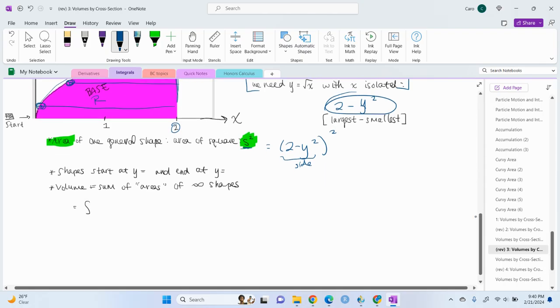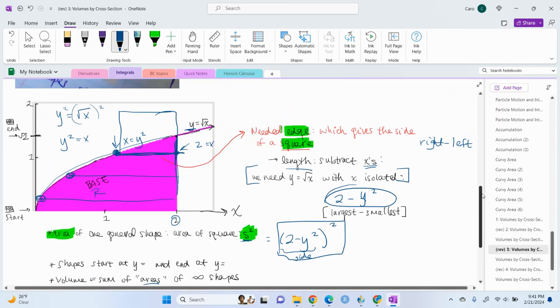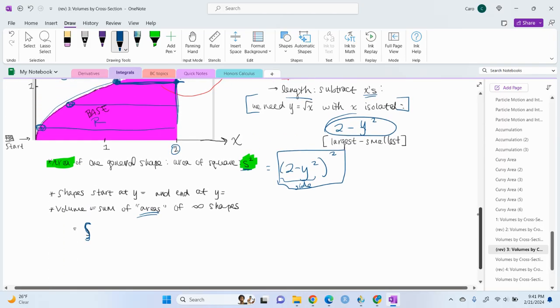All right, so I got the edge length, I got the area of one of my random squares, and how many of these squares do we need? We need infinitely many squares, so that's where my integrals come in, because I'm adding up infinitely many areas, in quotes, because they're really volumes. So, all right, here's the deal. If I'm going to add up infinitely many of these, and I'm going to put this here, 2 minus y squared, squared. This right here is the area, side squared.